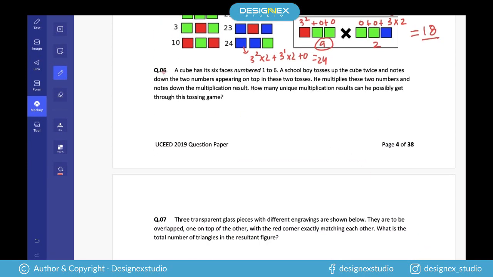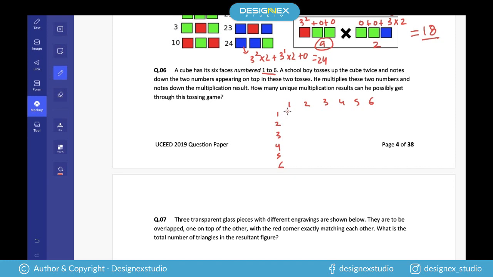Okay, the sixth question. A cube has 6 faces numbered 1 to 6. A boy tosses it up and notes down the result. You can read the question. You have to calculate the number of unique multiplications. So you can make an array for this, 1, 2, 3, 4, 5, 6, and 1, 2, 3, 4, 5, 6. And you can see how many unique multiplications you'll get.